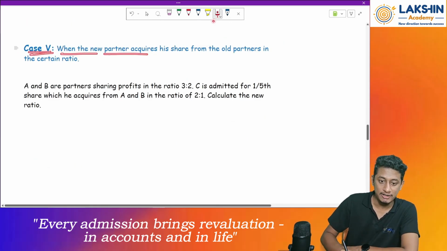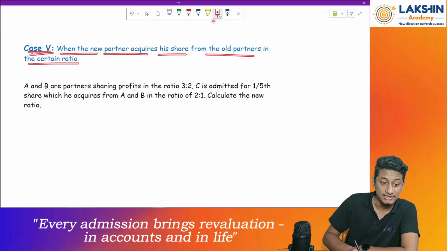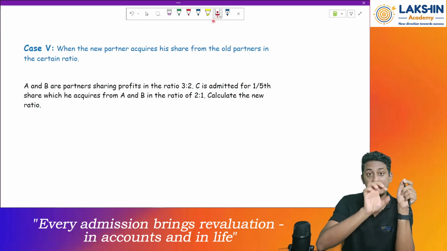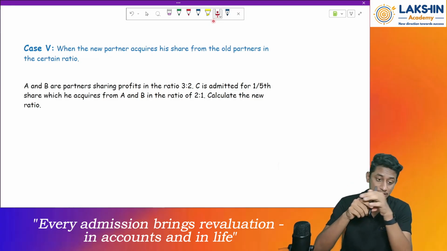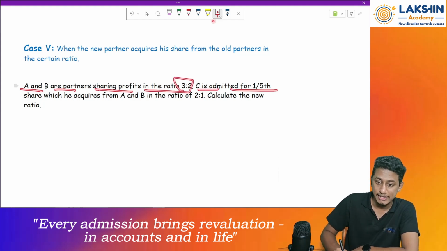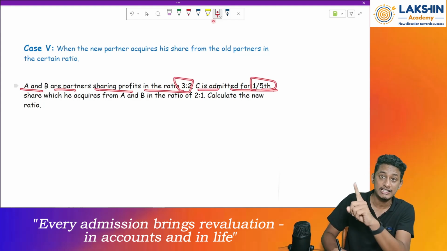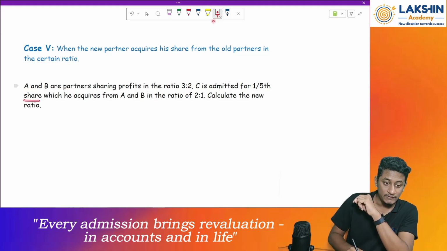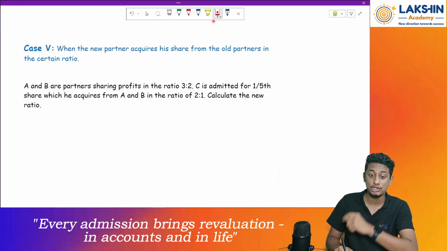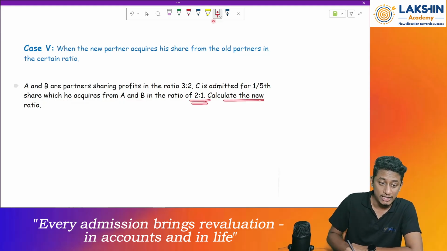The last case, case number 5. When the new partner acquires his share from old partners in a certain ratio. Now we know the new partner's share, and in which ratio he is taking it from the old partners. That also we know. Let's see how. A and B are partners sharing profits in the ratio of 3:2. C is admitted for 1/5 of the share. So this is C's new ratio. 1/5 share which he acquires from A and B in the ratio of 2:1. Calculate the new ratio.